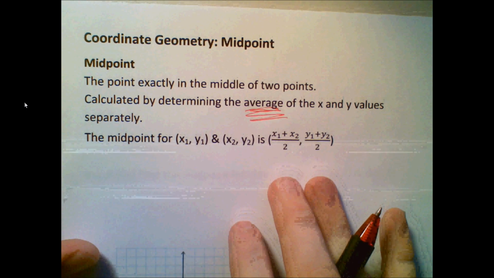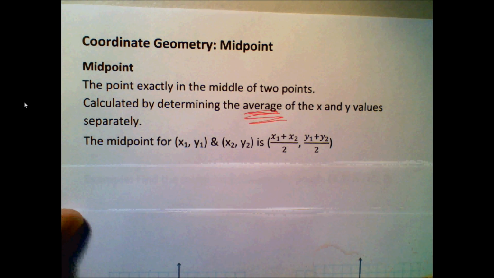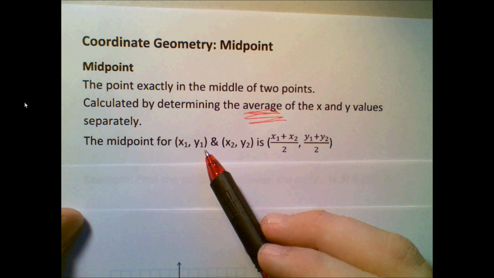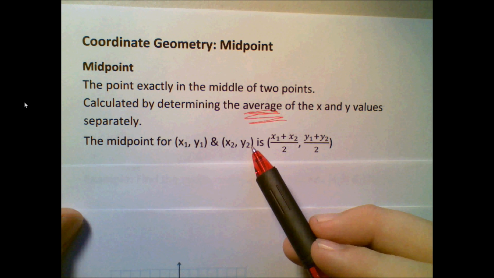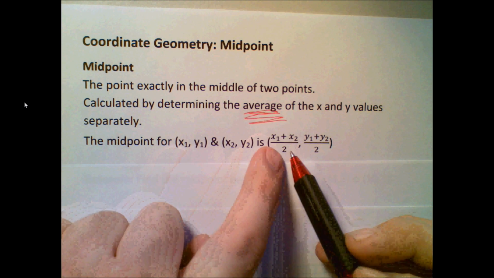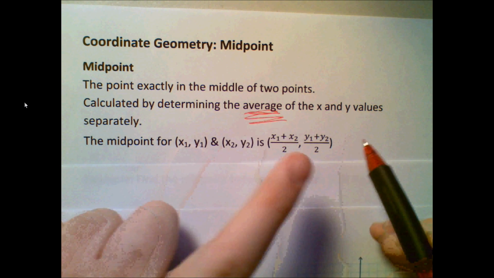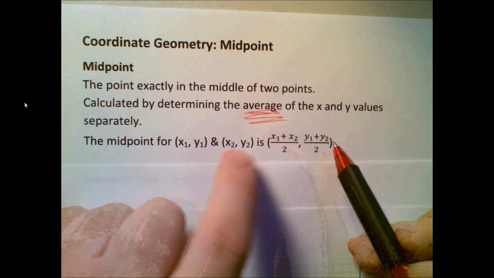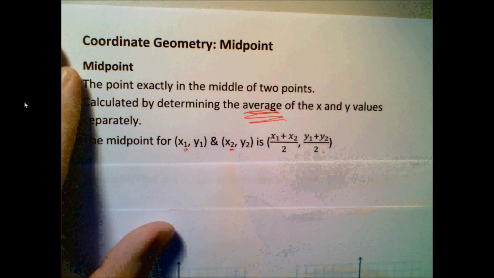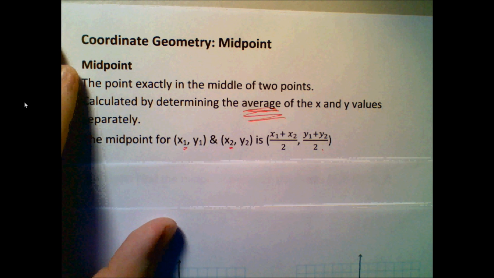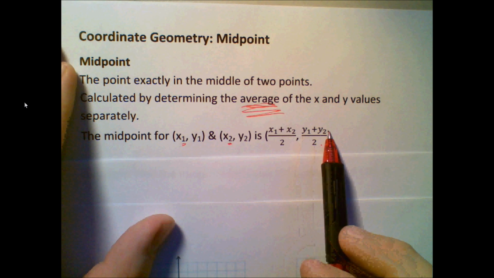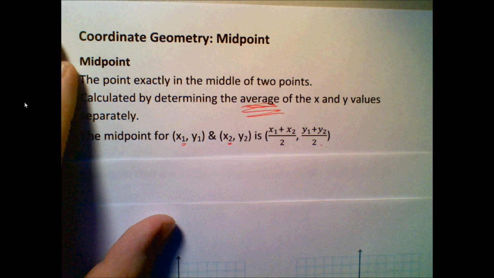Now, to find the equation, when you have two points, x1, y1 and x2, y2, to find the midpoint of those two points, you add the x values, divide by 2, add the y values, divide by 2. This is the formal way of looking at it. These little 1s and 2s are just distinguishing between the two separate points. You could really just say x plus x divided by 2, y plus y divided by 2. Make sure that you understand the difference.